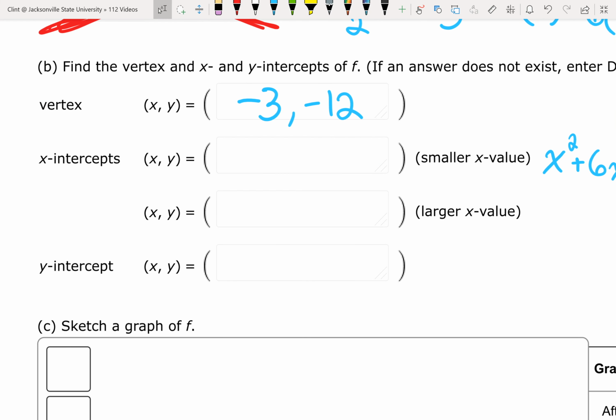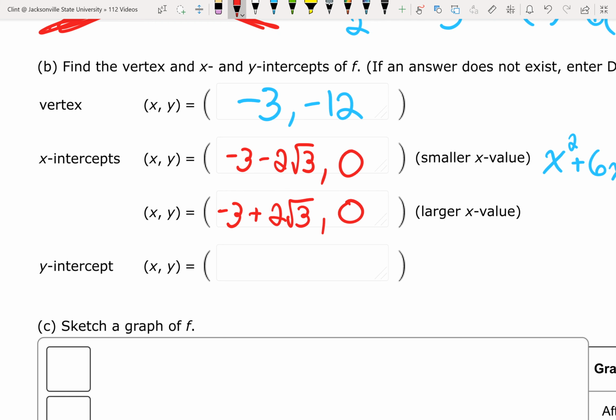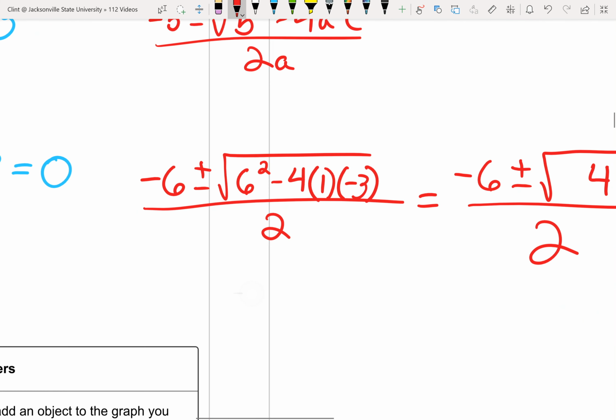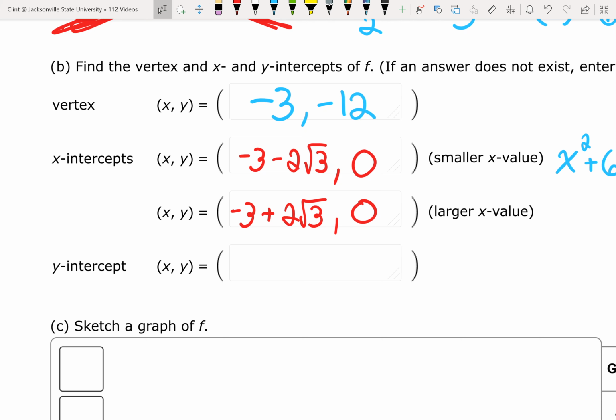So we'll have negative 3 minus 2 root 3, 0, and then negative 3 plus 2 root 3, 0. Right. Sorry, these are so ugly. Those are our x-intercepts. That does happen sometimes. Okay, our y-intercept.